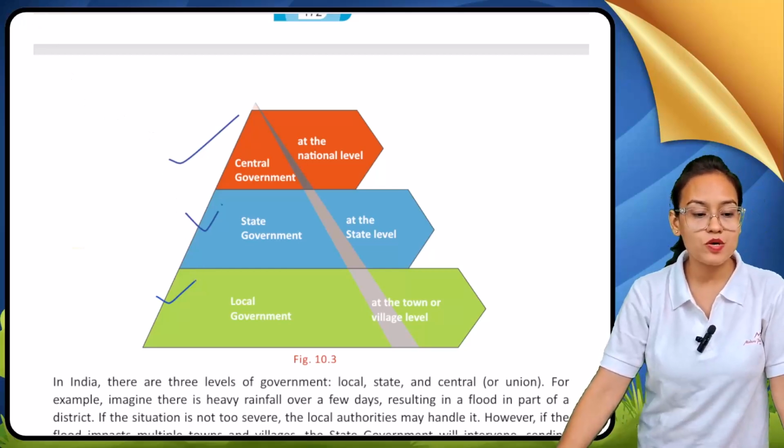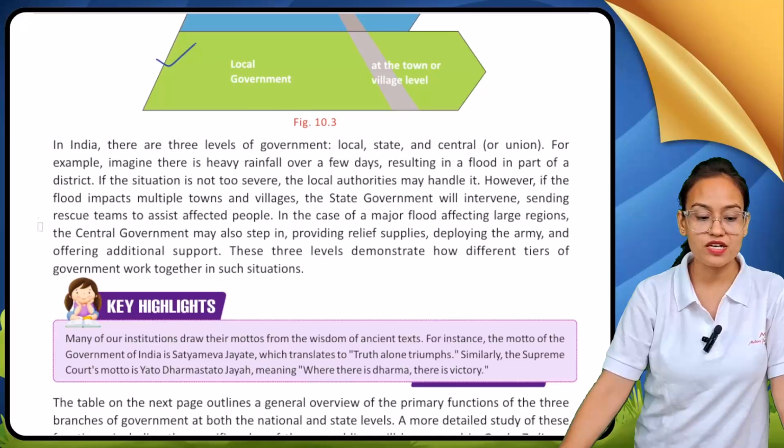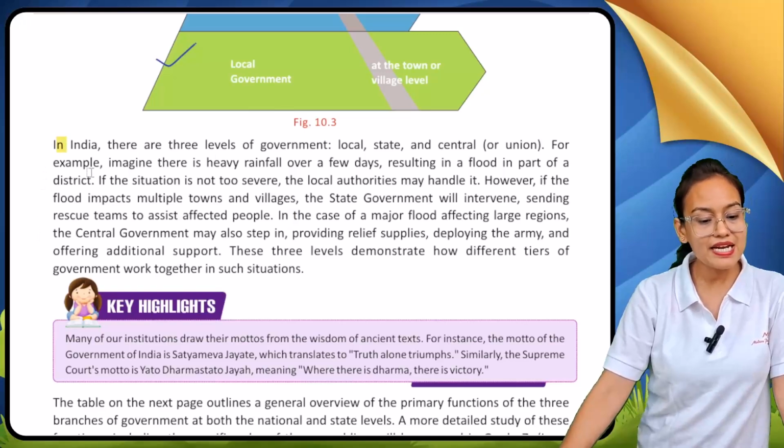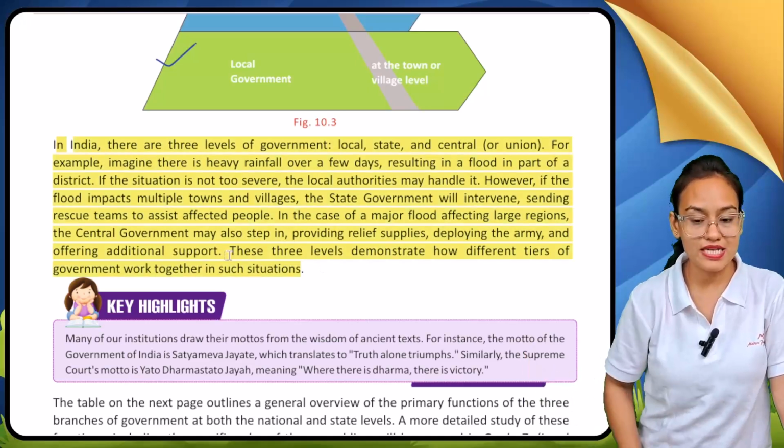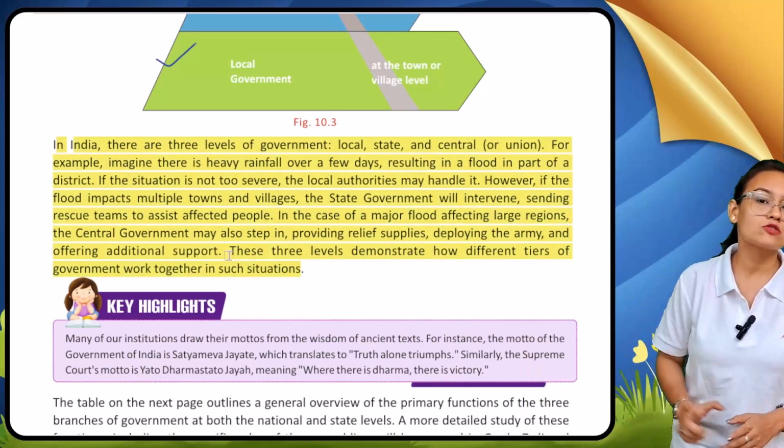Local government is responsible for handling town and village affairs. In India, my dear students, there are three levels of government: state, local, and central, or union. Central government is also known as union government.